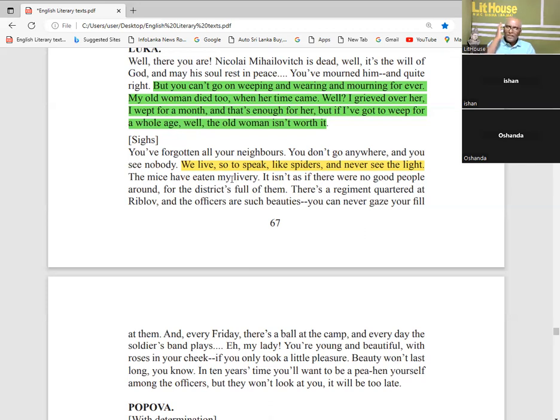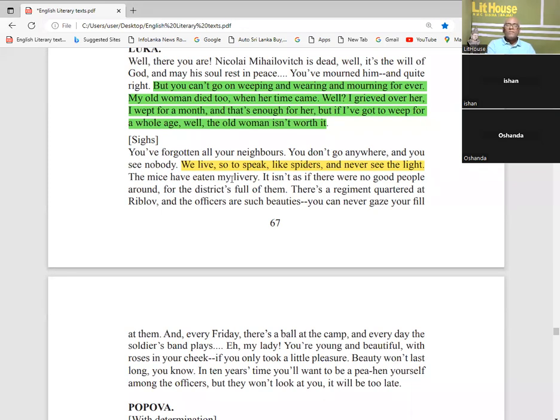Livery means food for horses and other farm utensils, clothing, etc. Mice, meaning rats, have destroyed my livery. It isn't as if there were no good people around, for the district is full of them, madam. This district is full of good people. Now your husband is dead, but there are other people in this district, in this area.